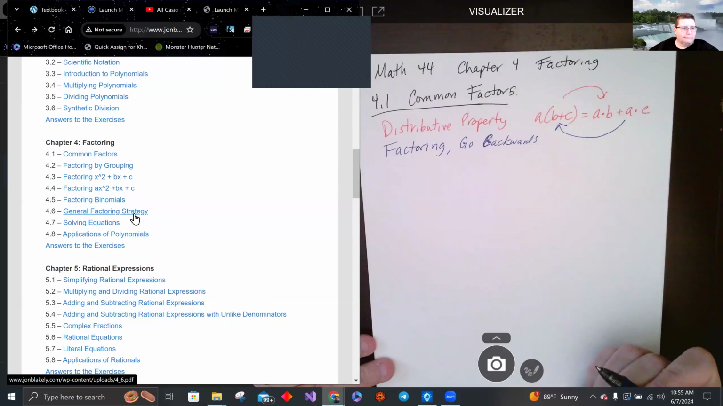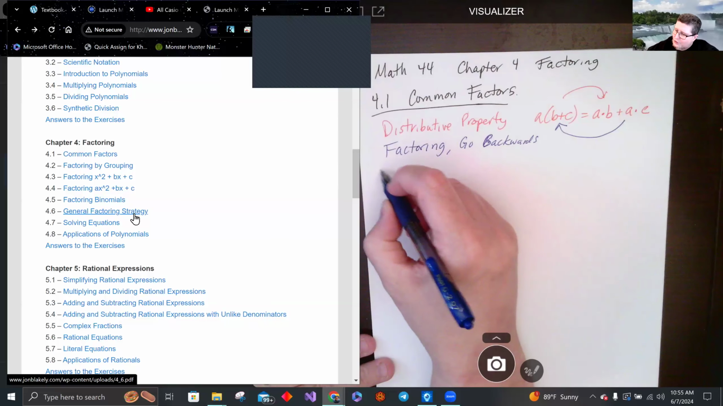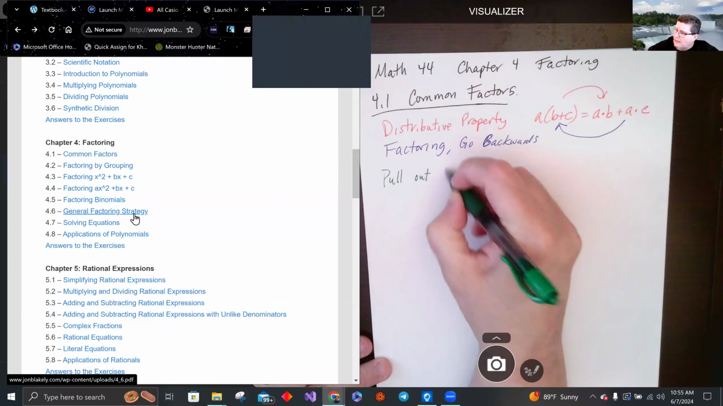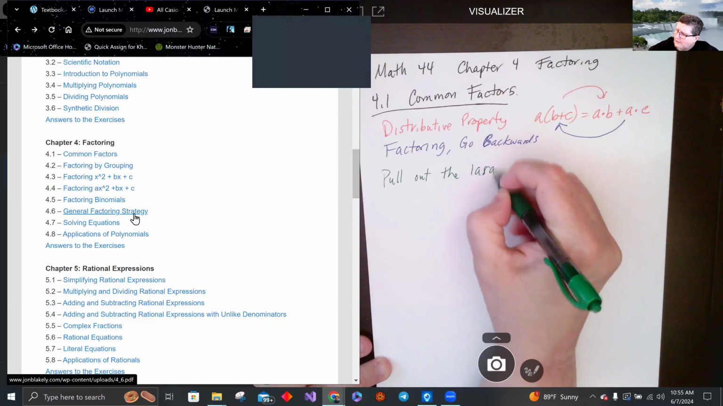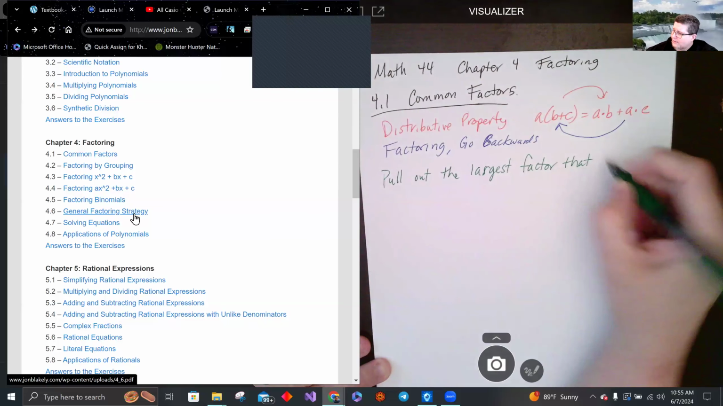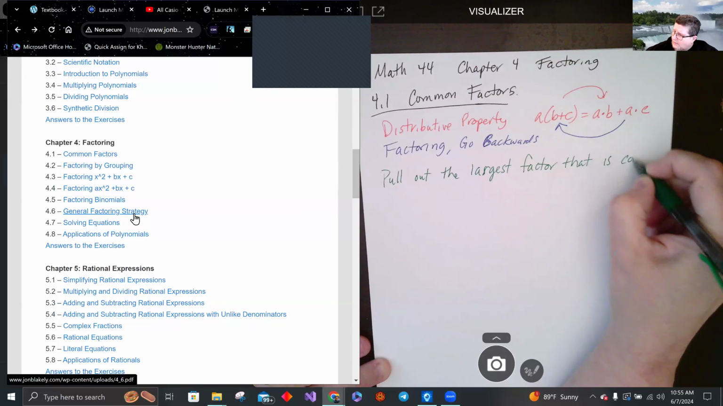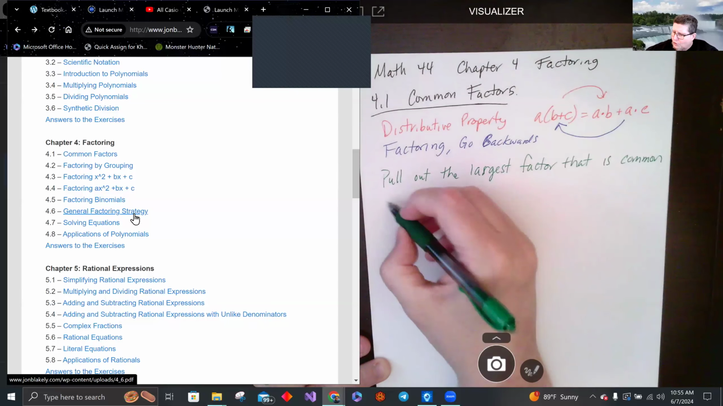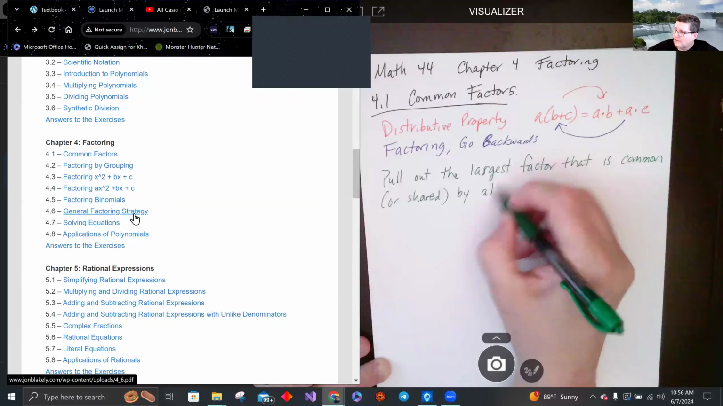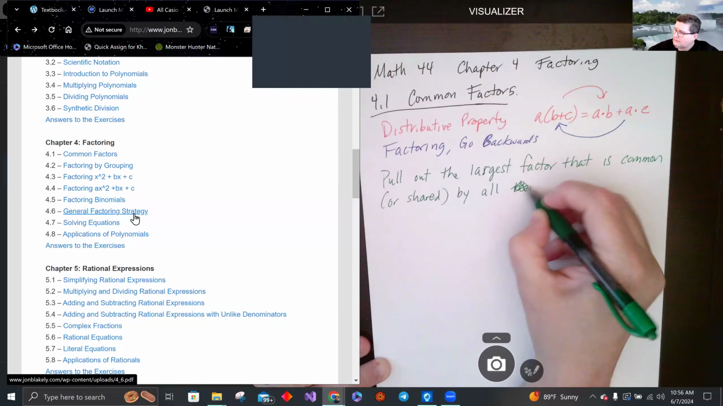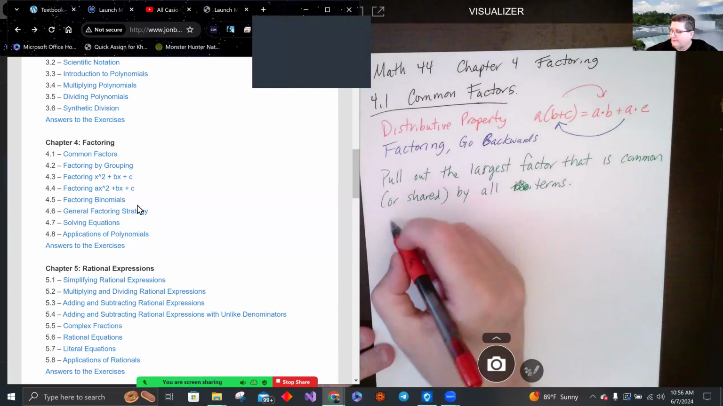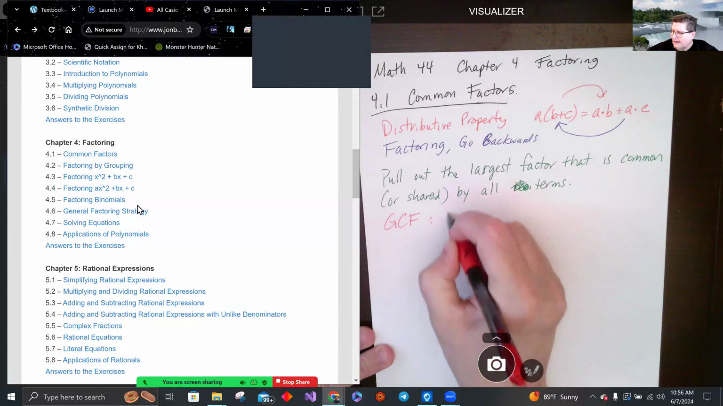So the idea is to pull out the largest factor that is common to all the terms. Common or shared by all the terms. All terms. This is called the GCF, greatest common factor.